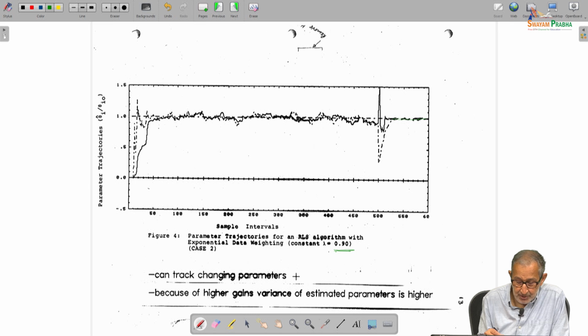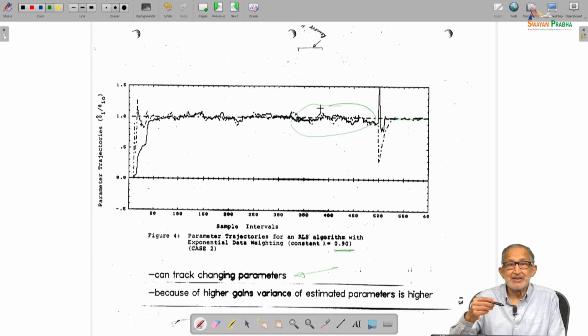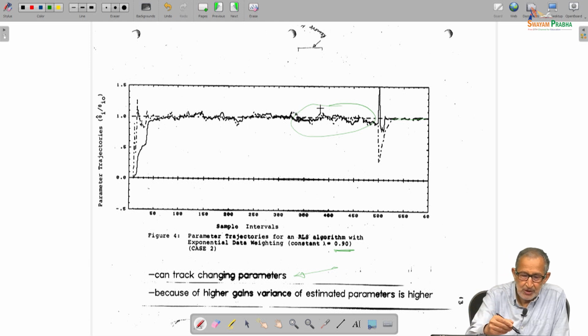changing parameters as shown here, and because of higher gains, the variance of the estimated parameters is higher, and that's what I'm showing here. The variability in the estimate is a little high, so the estimates are somewhat noisy, noisier than you would like. Well, what can we do?